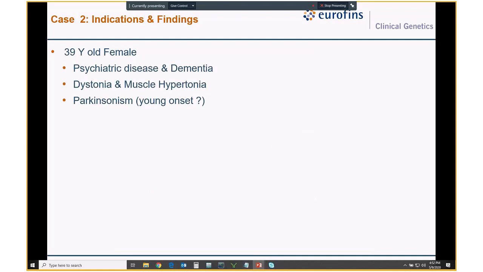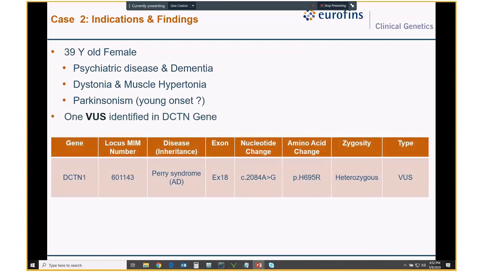It was a 39-year-old female suspected of YOPD with dystonia and hypotonia of muscle. But we found it in DCTN1. It was a VUS and associated with Perry syndrome.